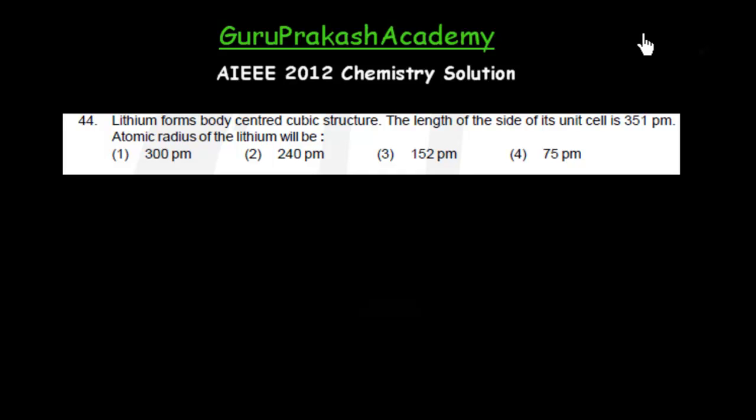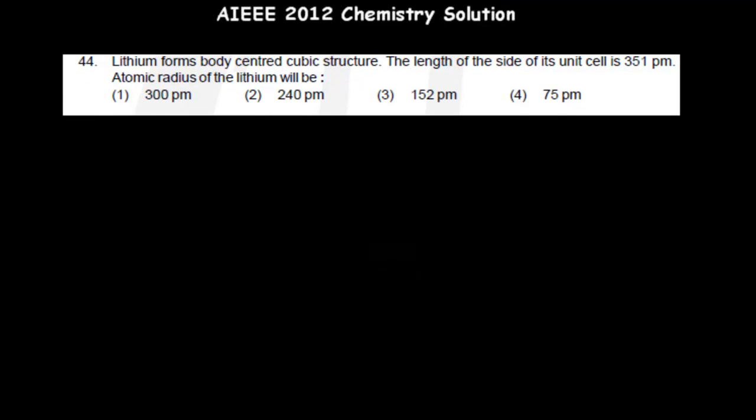Straightforward question. Question says lithium forms body-centered cubic structure. The length of side of its unit cell is 351 picometer. Atomic radius of lithium will be. So basically it's given lithium forms body-centered cubic lattice.